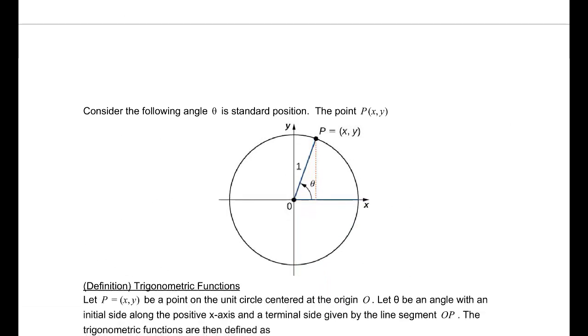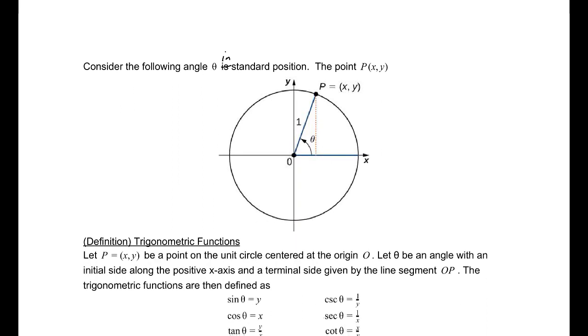Now, consider the following angle theta in standard position. The point P of x, y is given here. So this is a point on our unit circle. We have our angle theta, and then we have this triangle set up. Now, the way that our trigonometric functions are defined is in terms of that triangle.